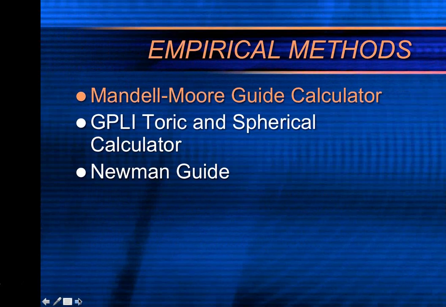Number one is kind of the old standard, the Mandell-Moore guide calculator. You know, Dr. Bob Mandell is really one of the giants in our profession. He wrote, I think, the greatest contact lens text written by an author. He did seminal research in cornea and contact lenses, and yet if you ask him tonight what he is known for, he will say it's this silly little guide that I did back in the 80s with Carl Moore. And yet it's a very good guide.